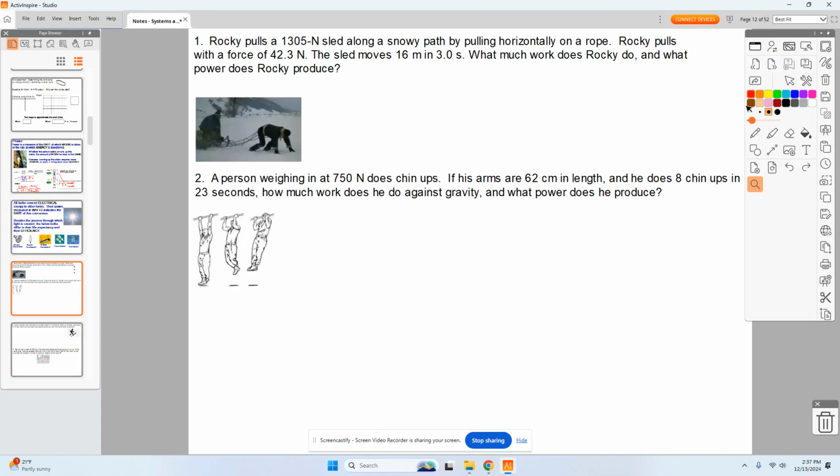How much work does Rocky do pulling this 1,305 newton sled along a snowy pathway by pulling horizontally on a rope? Rocky pulls with a force of 42.3 newtons. The sled moves 16 meters in 3 seconds. How much work does he do? How much power does he generate? So work again is force times distance.